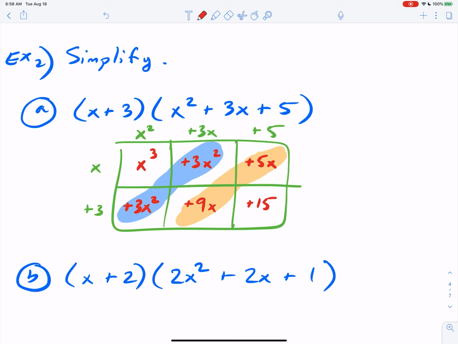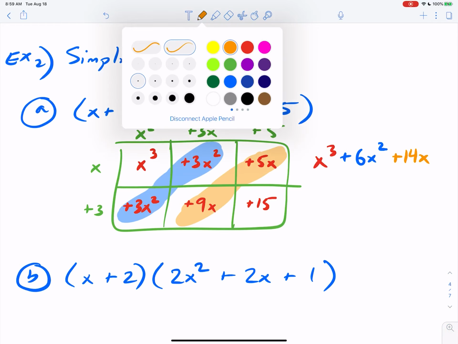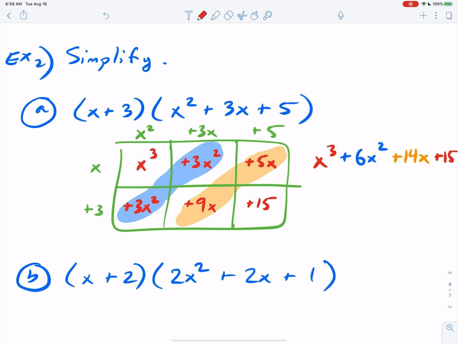So we'll go in order. We have an x cubed that's by itself. If I look at the blue highlight, how many x squares do I have there? I have 3 plus another 3, which makes a positive 6x squared. Okay, and if I look at the orange here, how many x's do I have? I have 14 of those x's. And then I have that lonely 15 constant. And that's it. I have a cubic polynomial here.